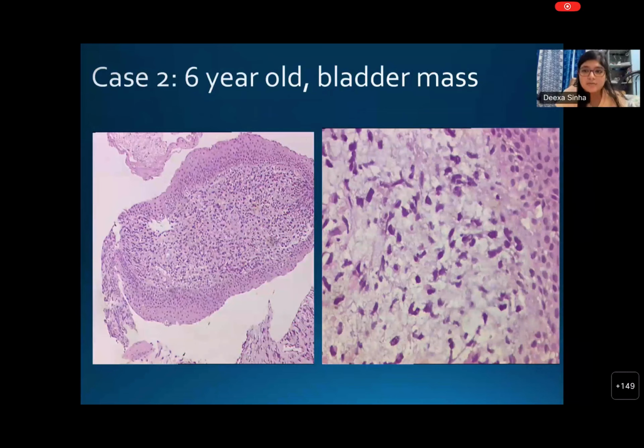Yes, ma'am. So you do cases 2 and 3. Okay, we'll take them together. So this is a 6-year-old child. Biopsy of a bladder mass is done, and this is what it looks like.